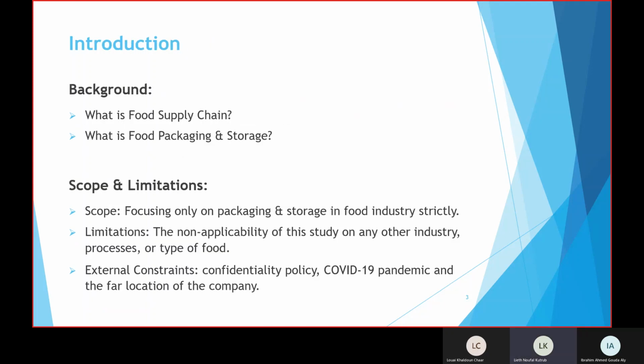Food supply chain is the process of turning food as raw material from farms into finished goods in the consumer's hands. Food packaging is providing protection to food from any damage or tampering from physical, biological, and chemical sources. As for food storage, it is the part of the supply chain processes where food, both raw materials and finished goods, are being stored appropriately for any future use.